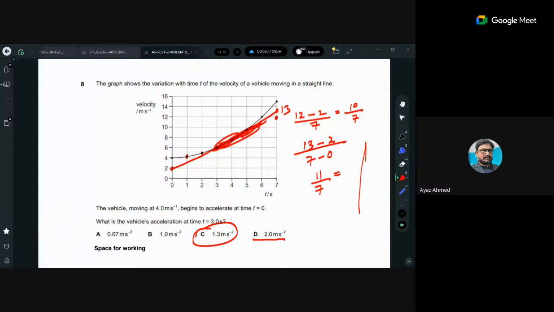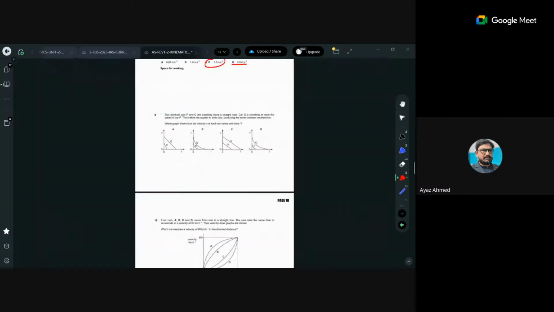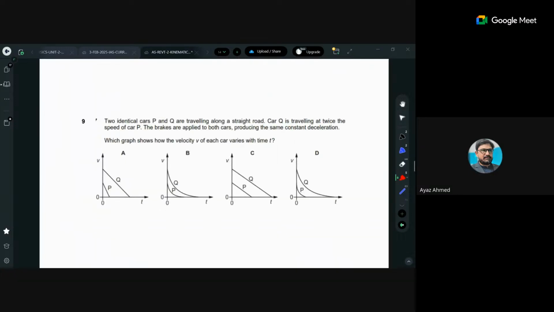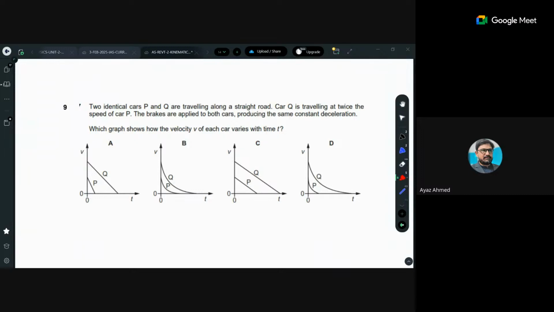Okay, yes, now it is working. So this graph is, yes, it is said that the identical cars P and Q are traveling along a straight road. Car Q is traveling at twice the speed of car P. The brakes are applied to both cars, producing the same constant deceleration. So which graph should show the velocity v variation with time t? Okay, so what should be the right option for this one?